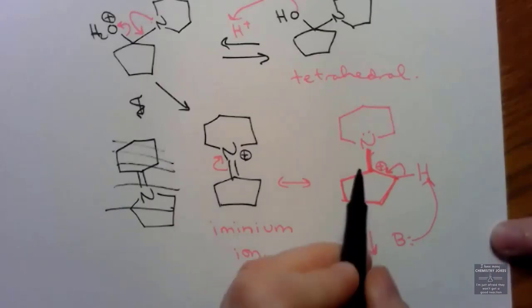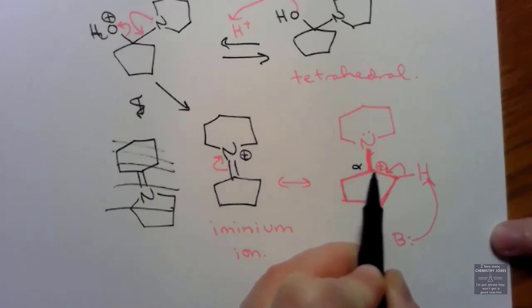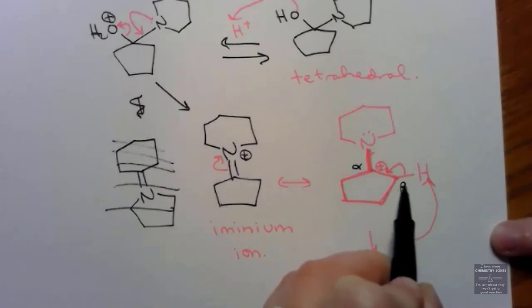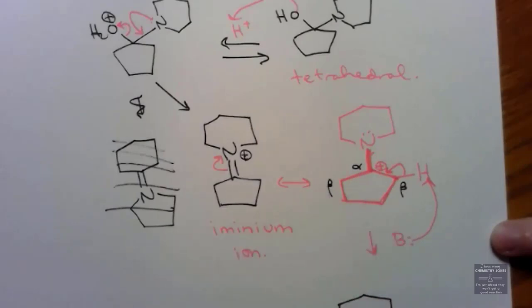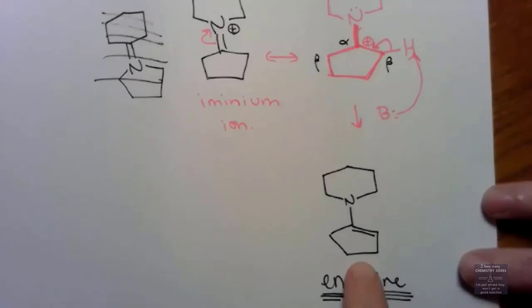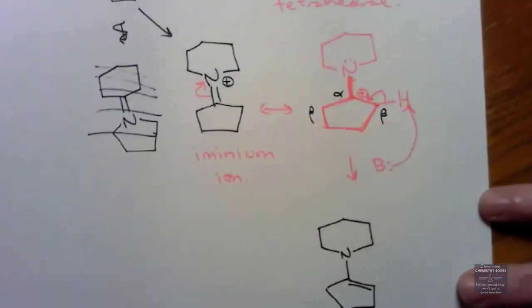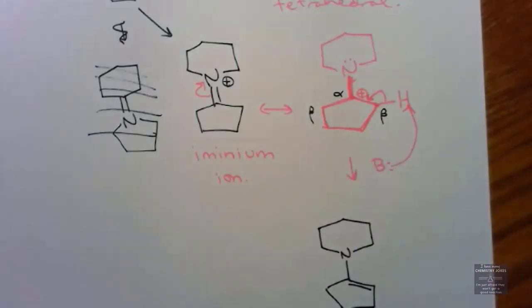If you kind of picture this back to when we talked about E1 kind of eliminations, this carbocation is your alpha. Next door to alpha is beta. So you're really losing a beta hydrogen to make your final ene in your enamine. When you're making an enamine that is not symmetric, does not have symmetric beta hydrogens here, you're going to follow Zaitsev and make the most substituted alkene by eliminating the hydrogen from the beta with the fewest hydrogens.